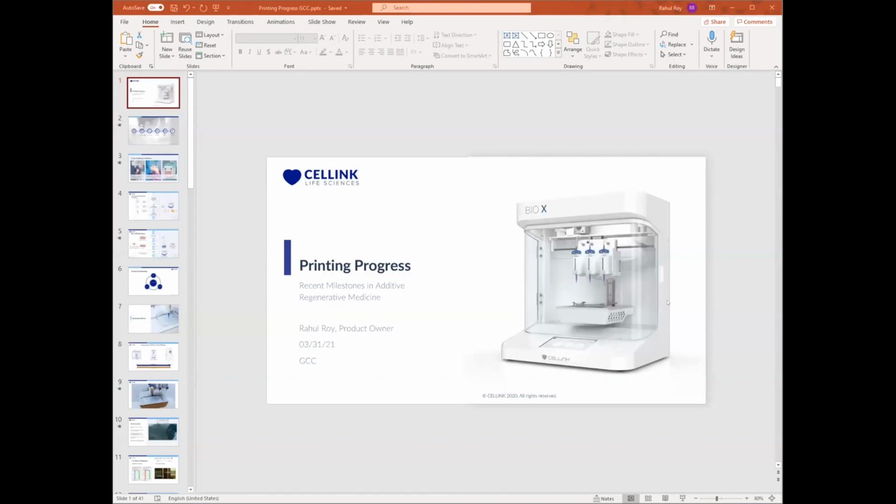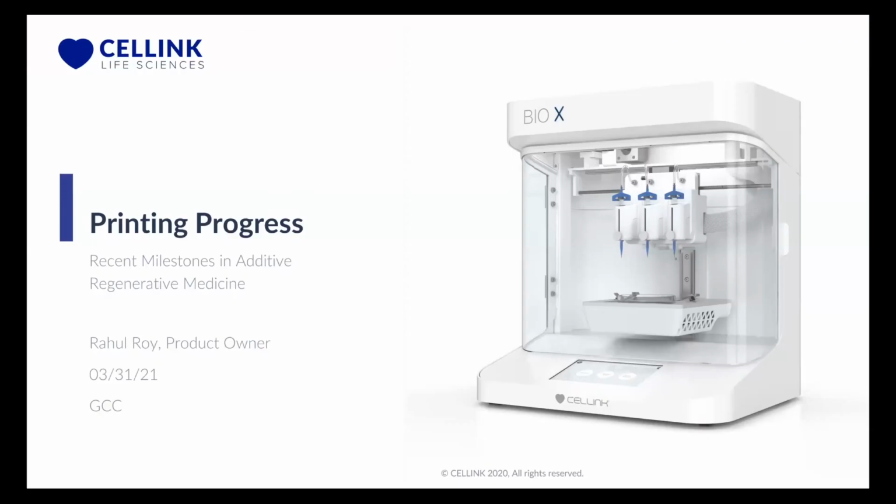Just by way of introduction, Rahul Roy is a Rice bioengineering alum and a Texas native, and he's an expert in 3D printing. He's currently at CellLink, and I think he's going to be telling us about some very sophisticated bioprinting and how it's connected to regeneration. So welcome, and please take it away.